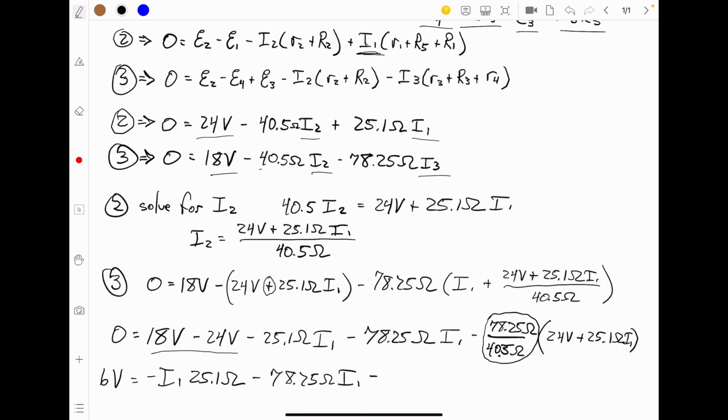Okay, so 1.93. I'm going to just stick with 1.93 for that ratio, okay? And I'm going to do 1.93 times 24 volts. And then I'm going to subtract 1.93 times 25.1 ohms times I1.